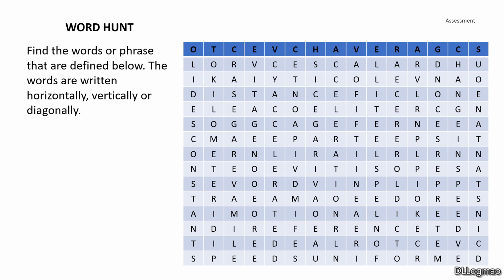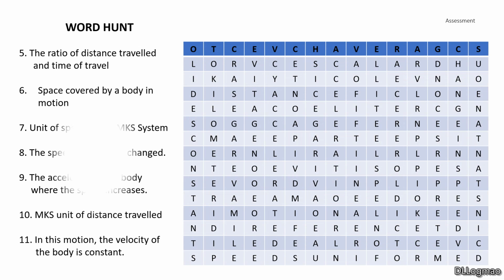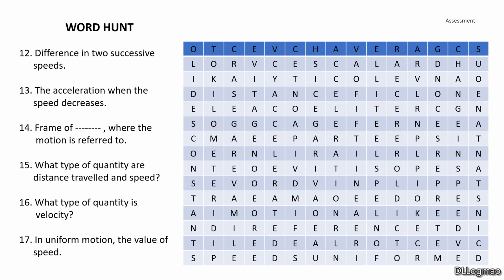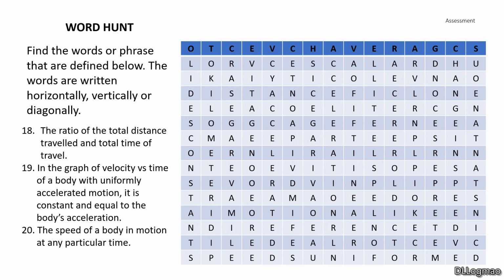Here are items 1 to 4. Continue with item numbers 5 to 11. You may pause the video to give you more time to play. Continue with item numbers 12 to 17. You may pause this video to give you more time to play. Here is the final 3 items, 18 to 20. You may pause the video to give you more time to play.